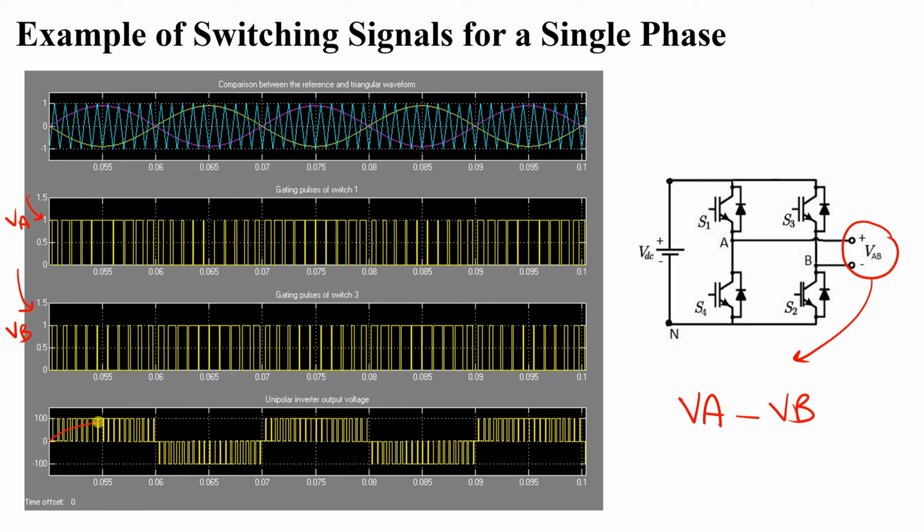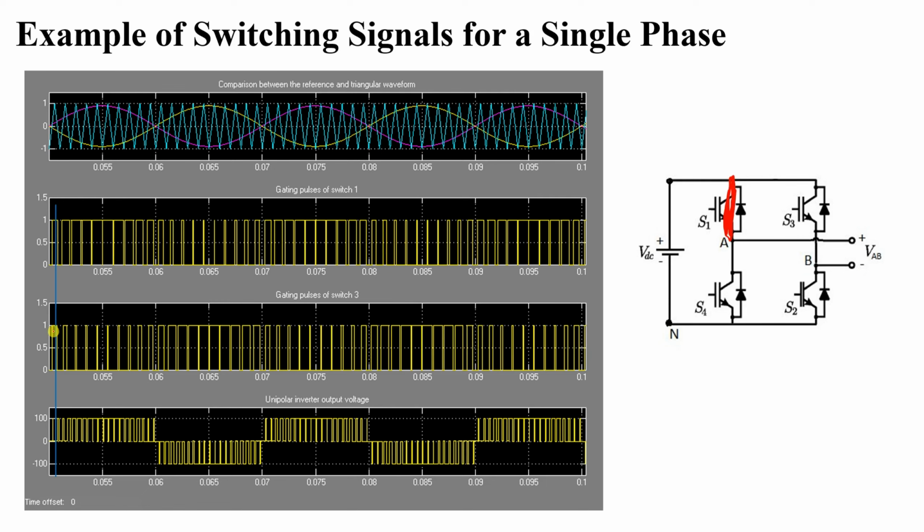If you look at it, you can think of it like this. As you can see here, at this point VA is on and VB is on, so the output will be 0. If you would like to see it here, let's say S1 is on, like this.